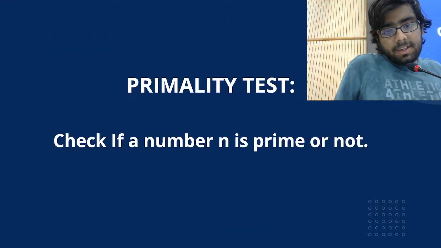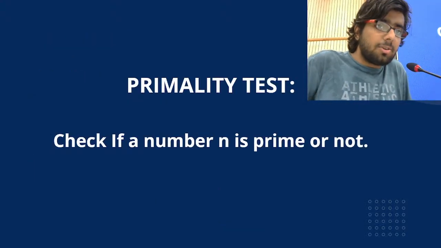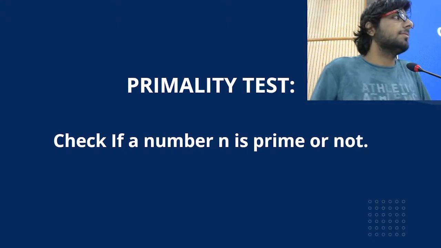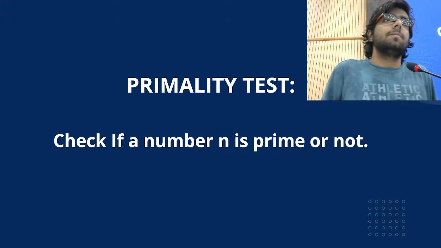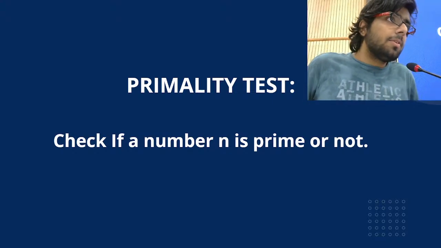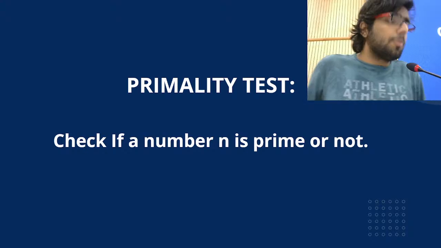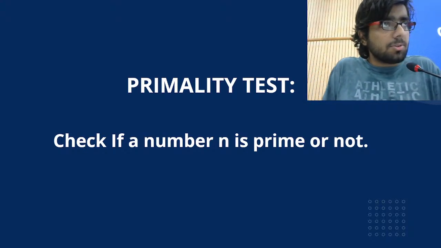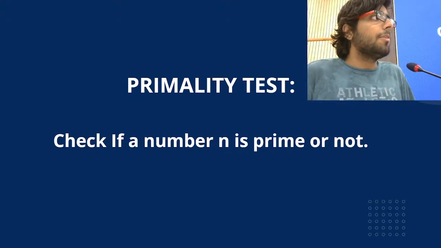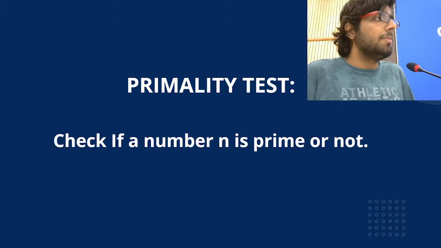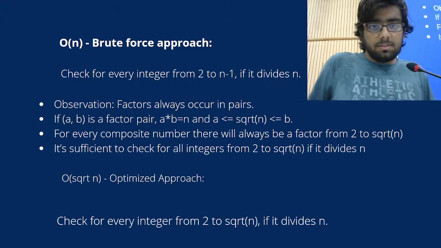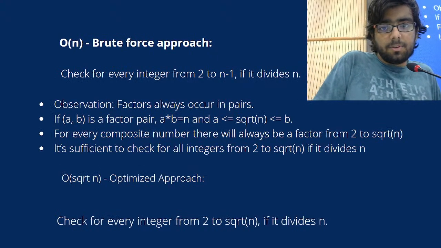So, primality test. Would anyone like to answer how to check whether a number is prime or not? Yeah, that's right. We traverse from 2 to the square root of n. The brute force approach is to go up to n, and the optimized approach is to go up to the square root of n. And we check whether any number divides n. If we find any one number that divides n, that means n is not prime, else n is prime. So in brute force, we check from 2 to n minus 1.